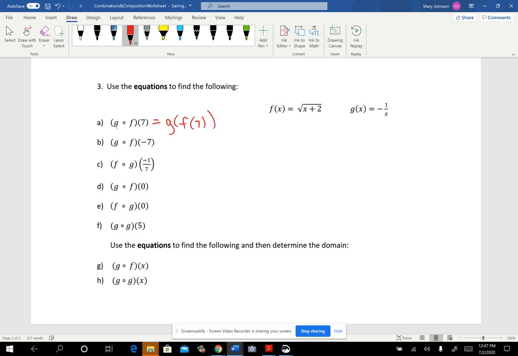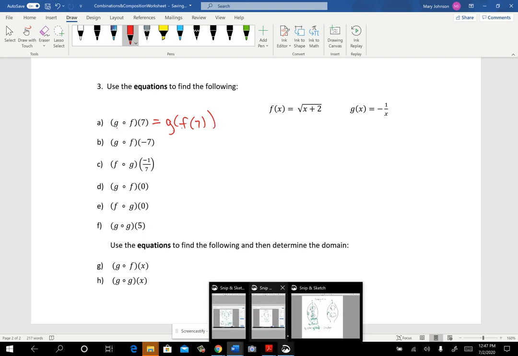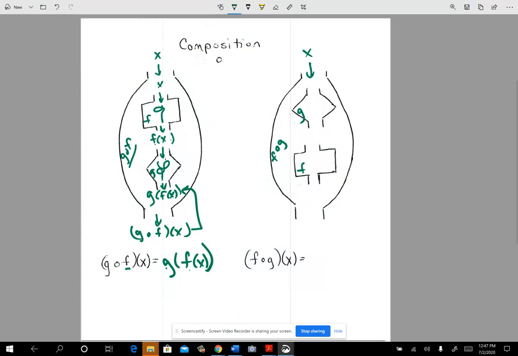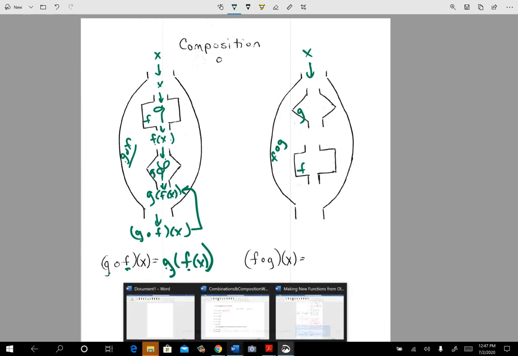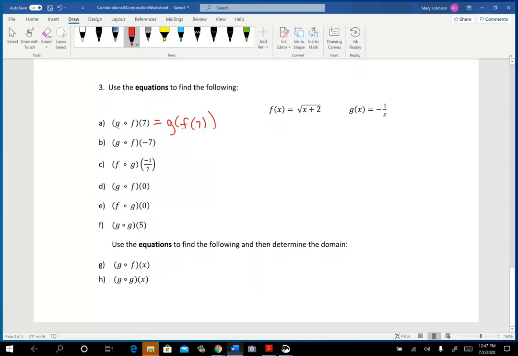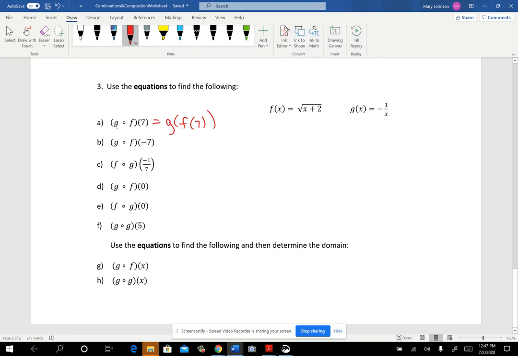Notice that they were in the same order, remember, when we were looking at that picture? They were in the same order. So if it was G, composition of G with F, then it was G of F of X. All right, so then we just do what that says. We start with the innermost parenthesis, the 7, and we do F of 7.